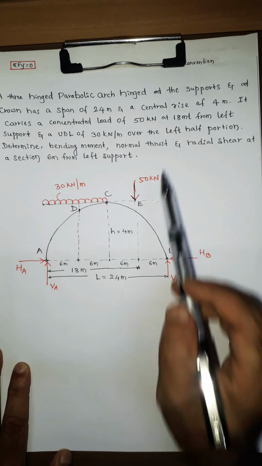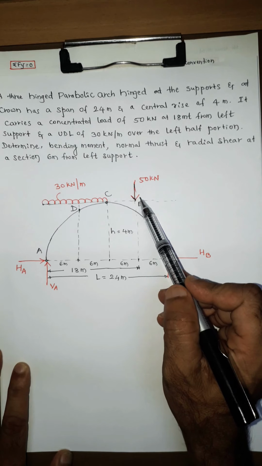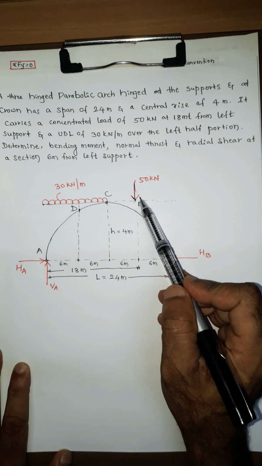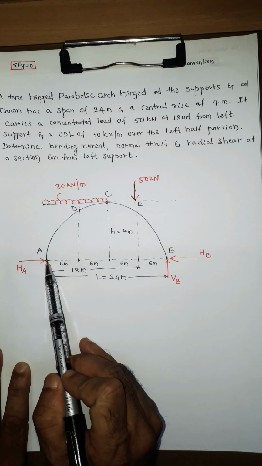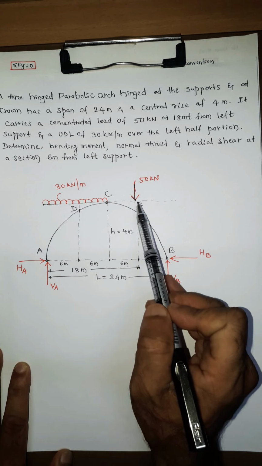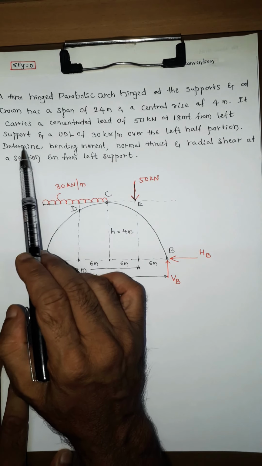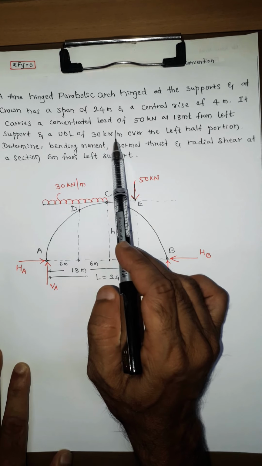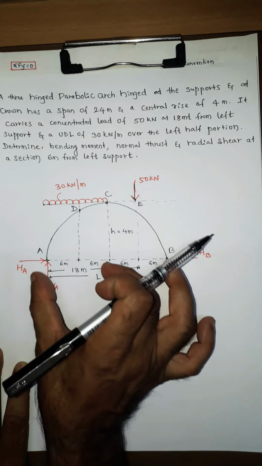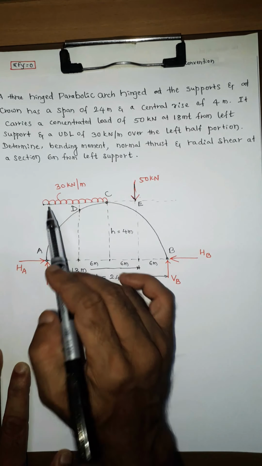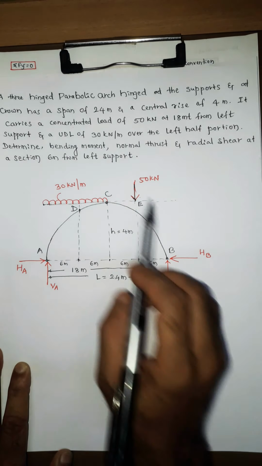Then as per the given problem, there is a concentrated load of 50 kilonewton which will be acting at a distance of 18 meter from left support. So from left support A at a distance of 18 meter, there is a point load of 50 kilonewton. Similarly, along with this, there is a UDL of 30 kilonewton per meter over the left half portion. So for left half portion of the arch, there is a UDL of intensity 30 kilonewton per meter. So this is the diagram.